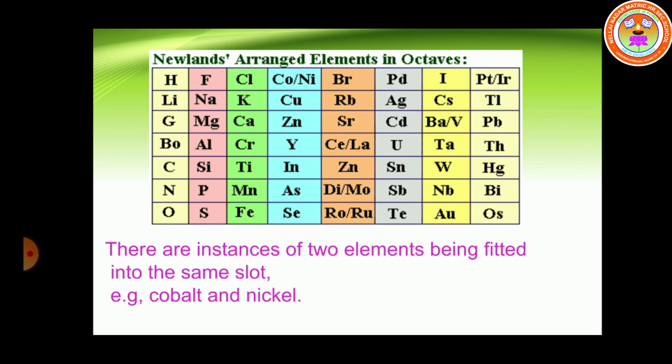And now we see the limitations of Newland's law of octaves. The first limitation is two elements being fitted into the same slot. For example, cobalt and nickel. Those elements are fitted in the same box, the same slot.